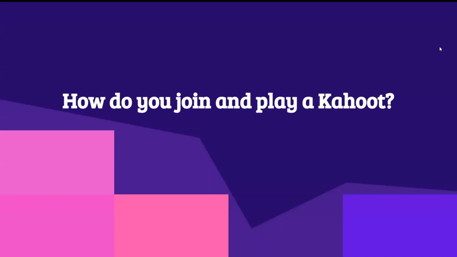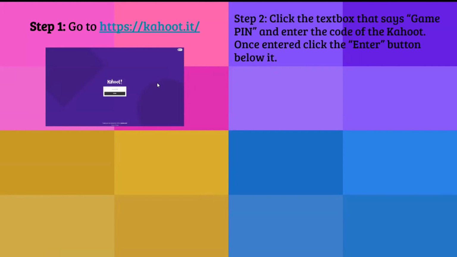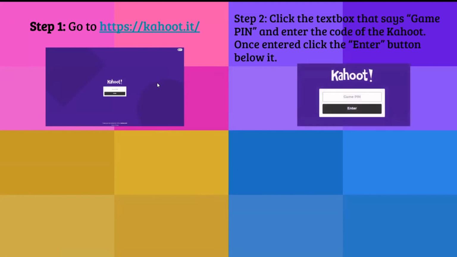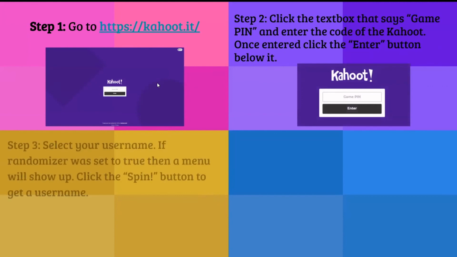Now, how do you join and play a Kahoot? Well, you go to kahoot.it, the website used to host these Kahoots. It will look like a very purple screen with Kahoot and another button in the middle. And there will be something that says game pin. This is where you fill out the game pin for the Kahoot. Once you've filled it out, you will click enter.